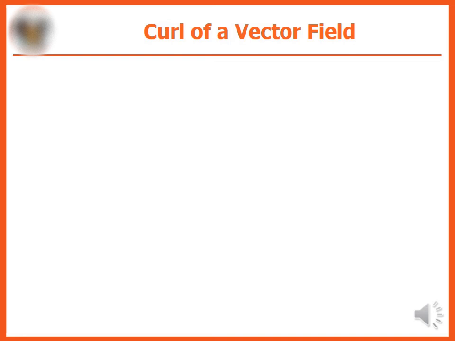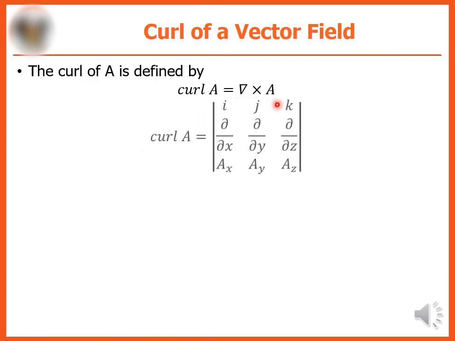Next, we have the curl of a vector field. It is defined by the cross product of nabla and vector A, or that is getting the determinant of this matrix with your elements i, j, k for the first row. For the second row, we have the partial derivative with respect to x, the partial derivative with respect to y, and the partial derivative with respect to z. And then for the third row, we have A sub x, A sub y, and A sub z.